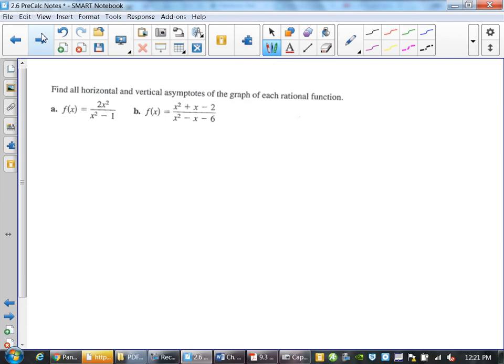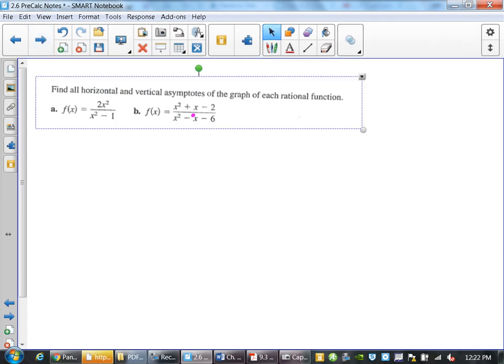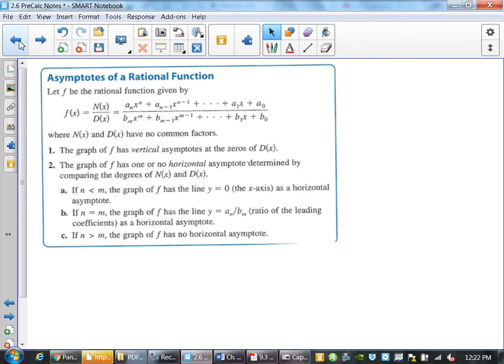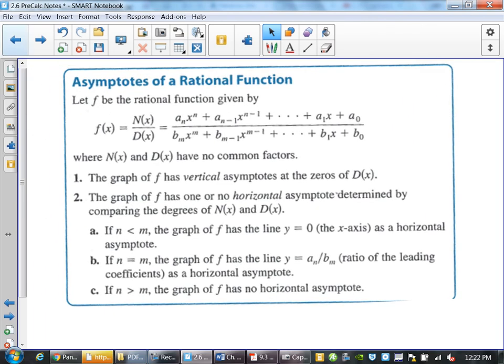We talked about this. If you go back to it, the way the pre-calc book wrote it, N and D is the same thing as the P and Q. It's just two different functions. This is just how they wrote it out. The graph has vertical asymptotes at the zeros of the denominator, horizontal asymptotes at one of those possibilities.